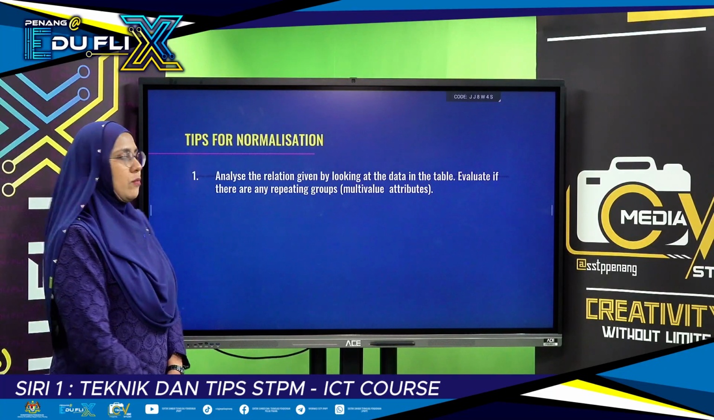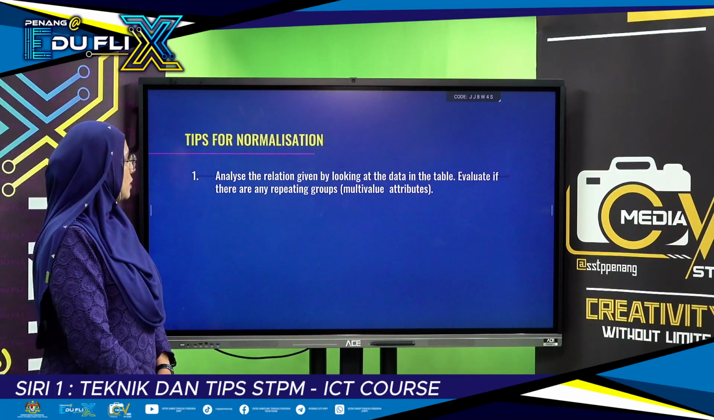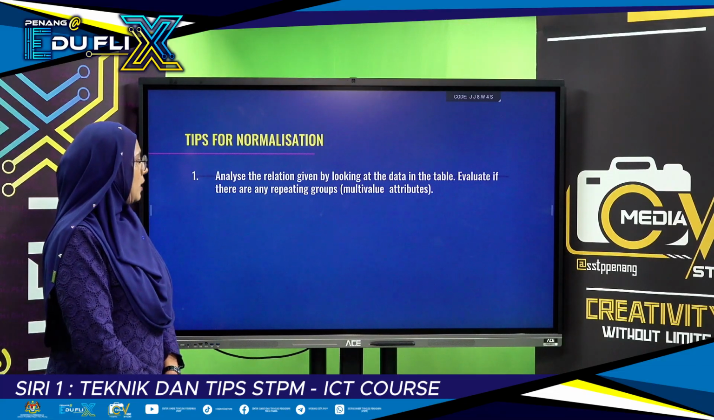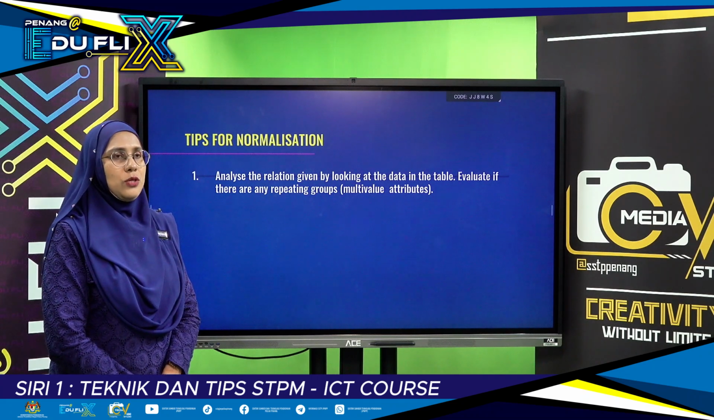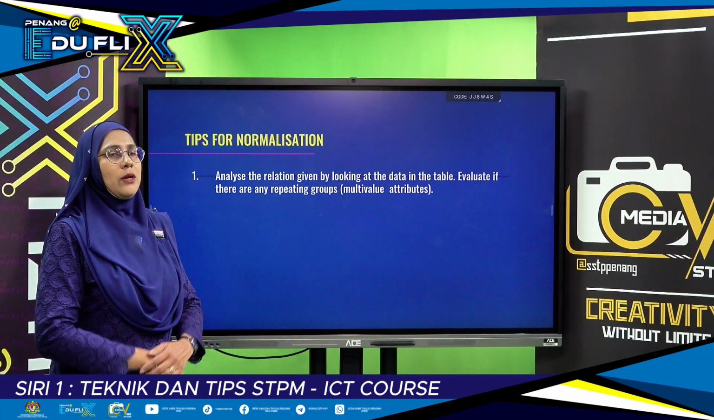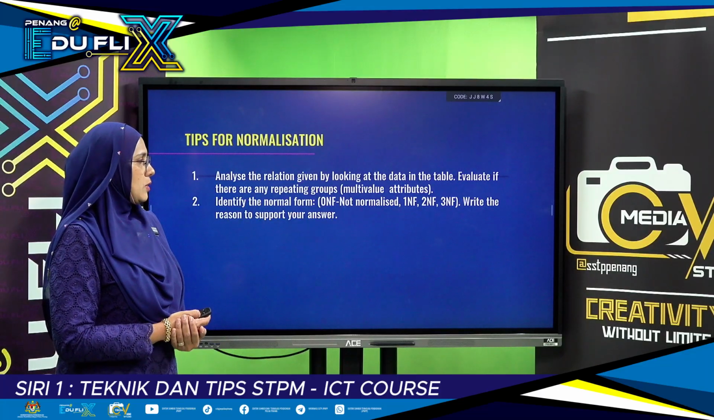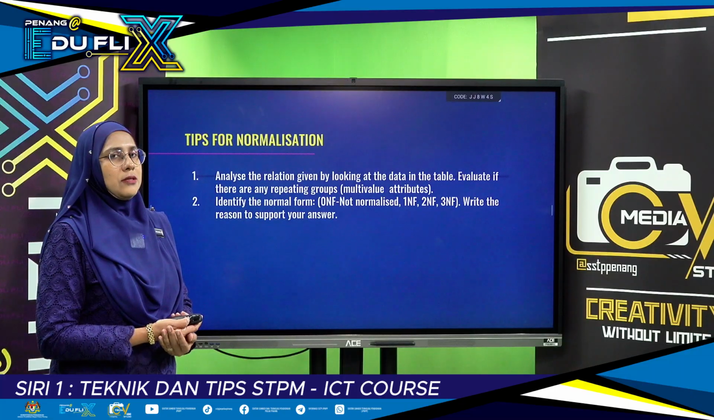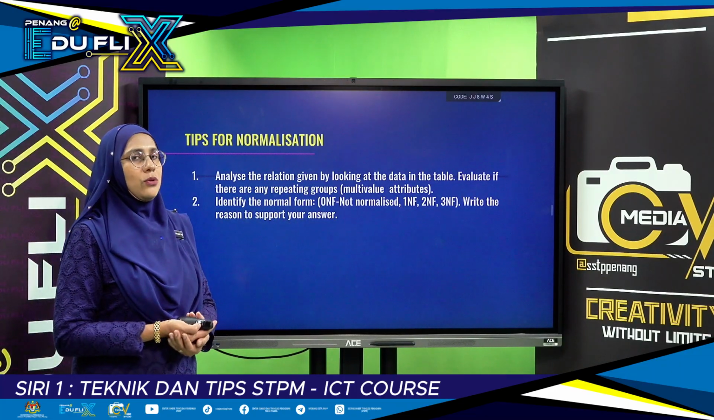Okay, now we move on to normalization, another quite tough question. For normalization, you analyze the relation given by looking at the data in the table, and evaluate if there are any repeating groups. First you must make sure there is no repeating group. If there are repeating groups, you have to remove them, then only you can do the normalization. So identify the normal form. There are 3 normal forms. If the relation is not in the first normal form, it is the unnormalized form, or you can write 0 normal form.